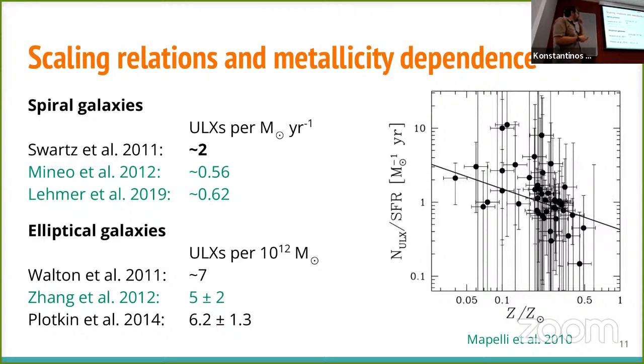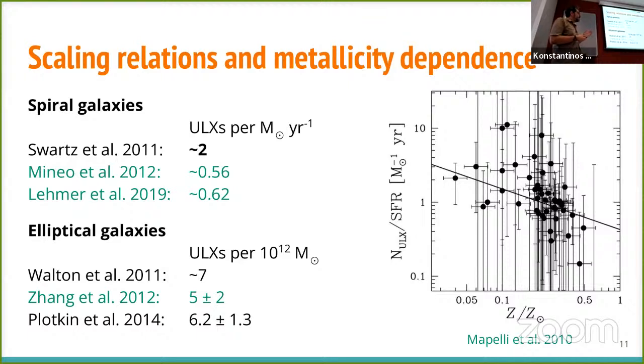So previous studies, for example, measured the rate of ULXs per star formation rate. The most recent complete demographic study of ULX populations was from Schwartz et al. 2011, which measured 2 ULXs per unit star formation rate. However, luminosity functions that were created after this study are finding around 4 times fewer ULXs.